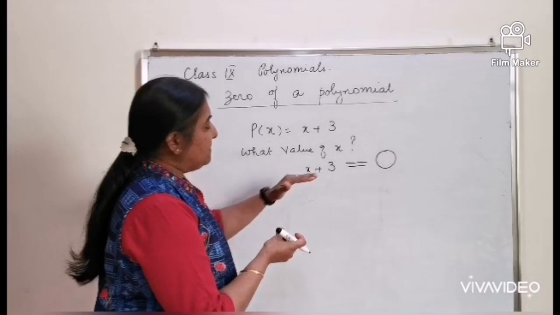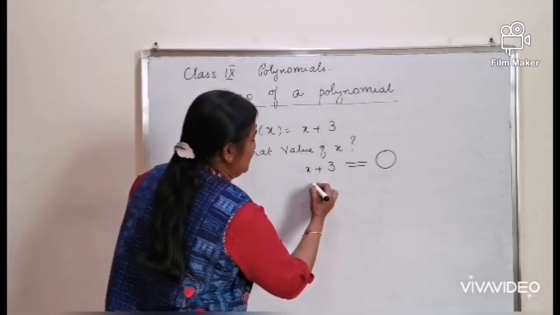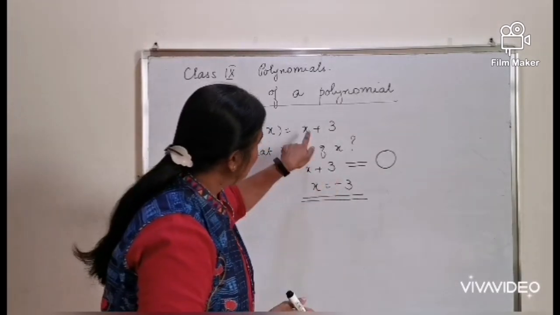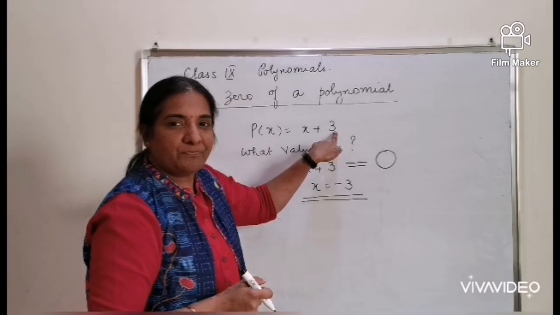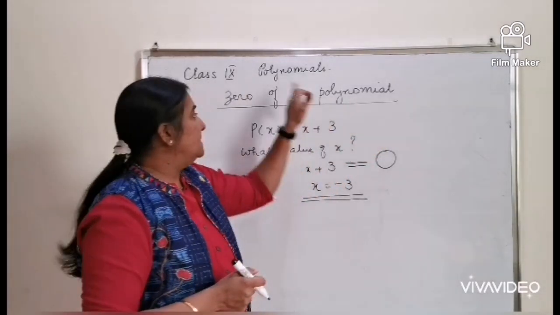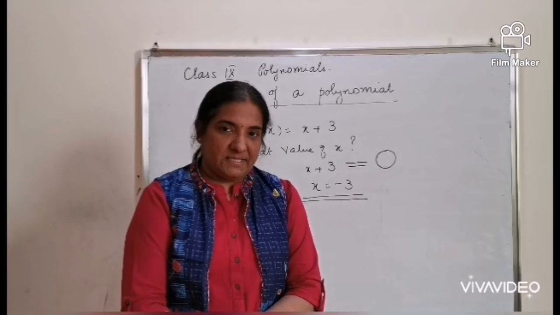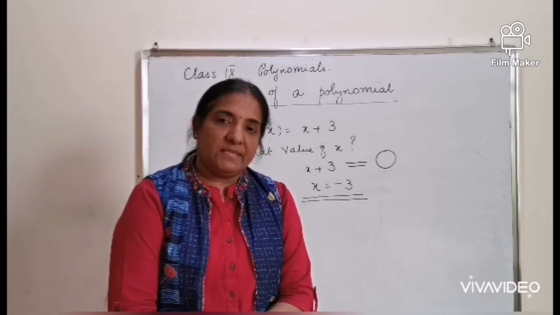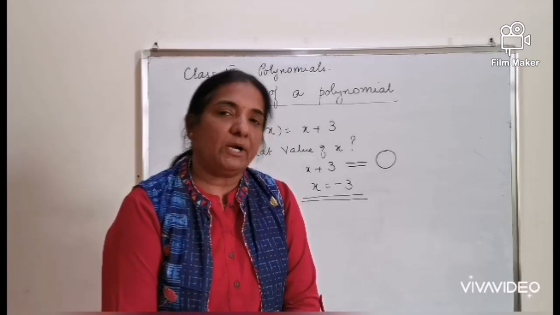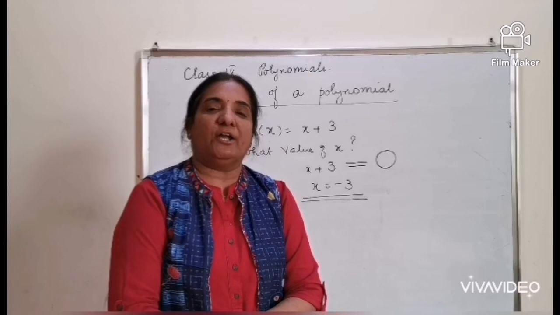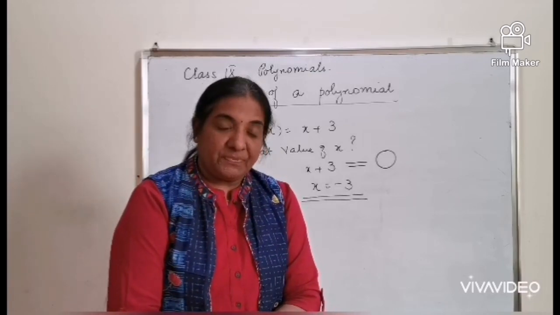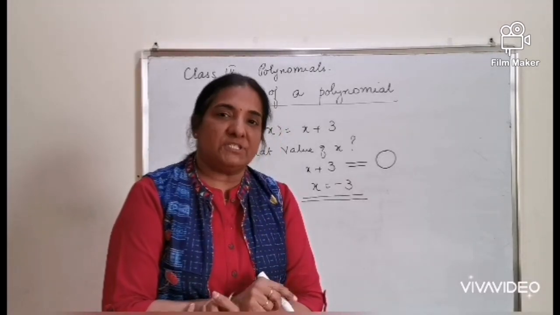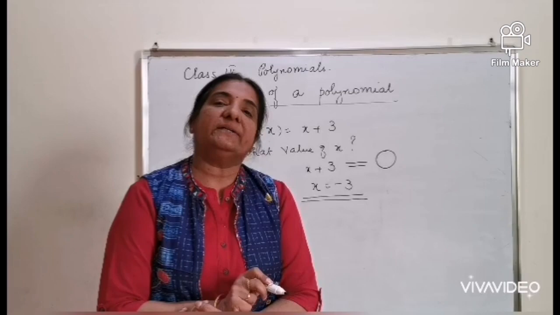Thus, x plus 3 equal to 0 gives you x is equal to minus 3. That is, if you substitute minus 3 plus 3, it is 0. Thus, the zero of a polynomial is that value of the variable which makes the polynomial a zero polynomial. The degree of a zero polynomial is not defined. The degree of a constant is 0, but the degree of a zero polynomial is not defined.